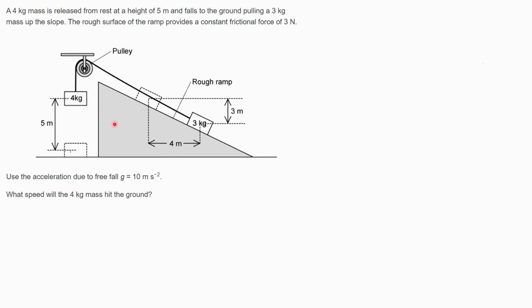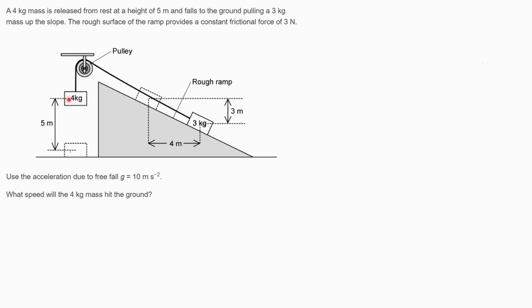In this question we also have a frictional force for the second block, and this frictional force is equal to 3 Newton. In this solution we must know the conservation law of energy. The conservation law of energy says that energy cannot be created or destroyed. Energy can only transfer from one form to another.